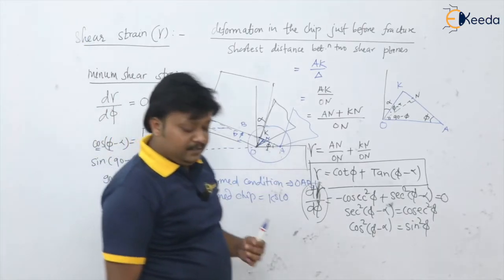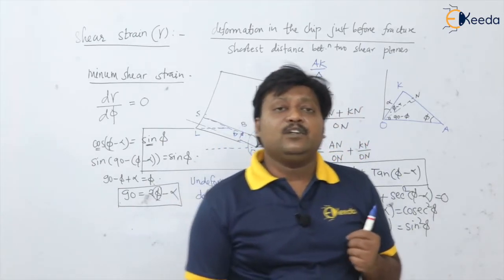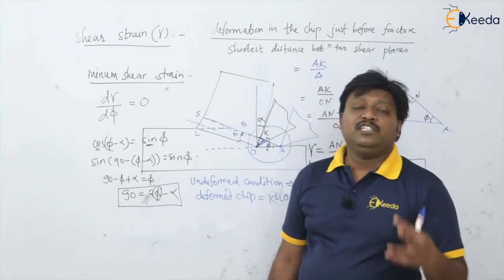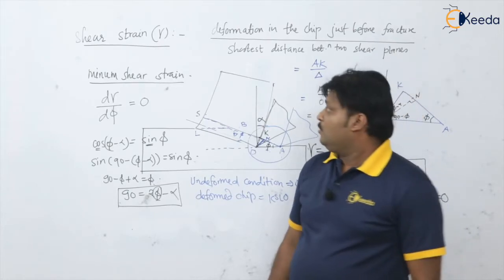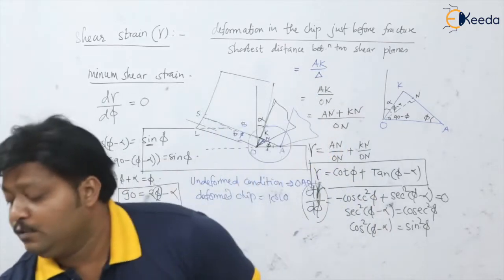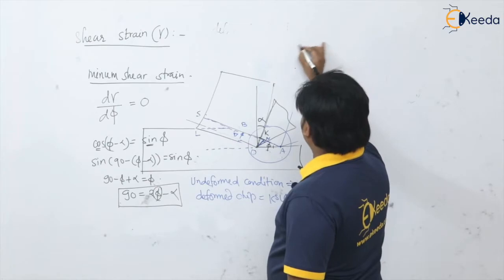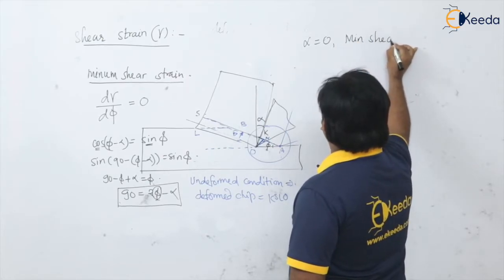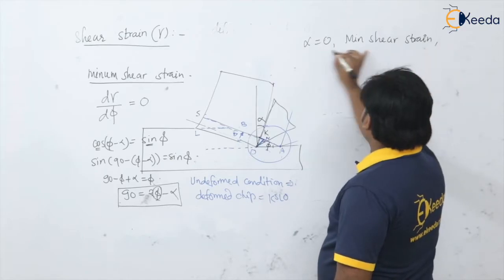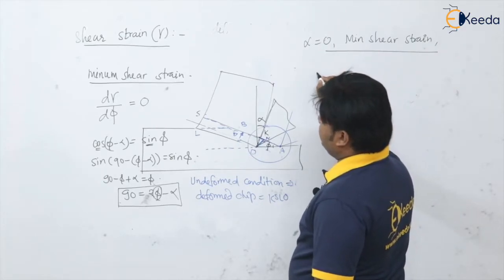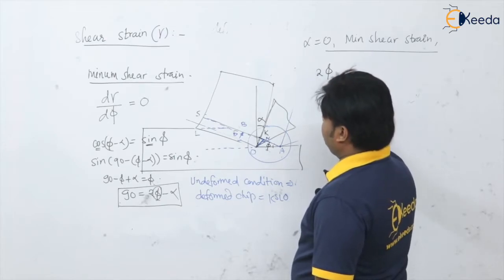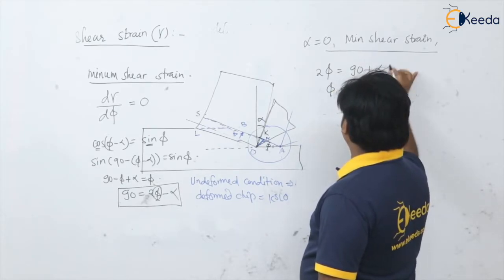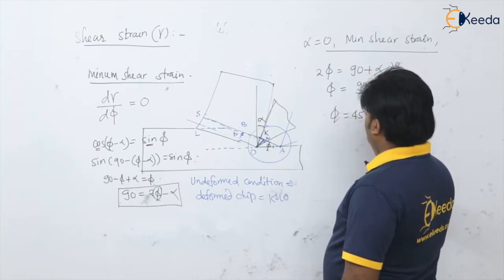Say for example, if I take a question like this: in an orthogonal turning operation with zero rake angle, what is the minimum shear strain induced in the cutting operation? So what I am saying, alpha is equal to 0. How to calculate? First of all we have to calculate this phi, that is 2 phi is equal to 90 plus alpha. So phi is equal to 90 divided by 2, because alpha is equal to 0. So phi is equal to 45 degrees.